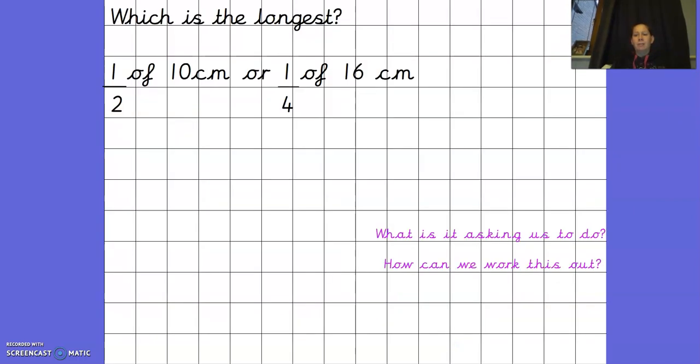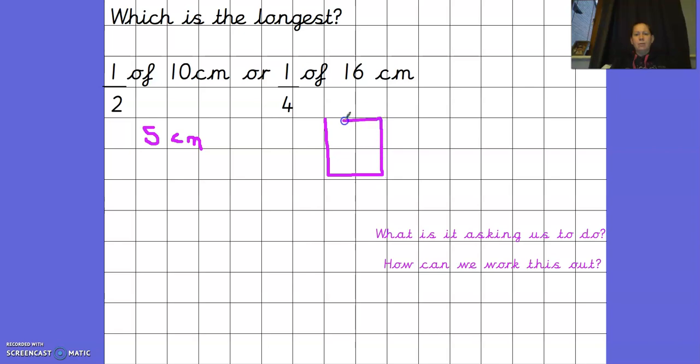Okay, now we're going to go on to some tricky work again. So, which is the longest? A half of 10 centimetres or a quarter of 16 centimetres? Now, I already know that a half of 10 is 5. Don't forget we must put the centimetres on the end, otherwise it could be 5 sausages. Okay, so half of 10 is 5, and then a quarter of 16 centimetres. I don't know what a quarter of 16 centimetres is, so I'm going to have to work it out.